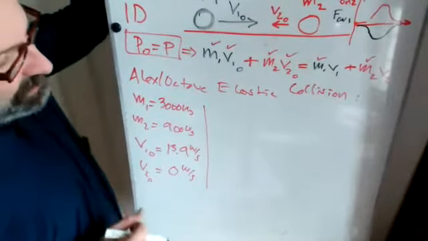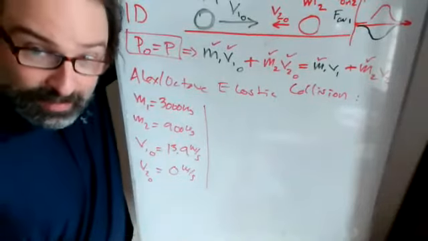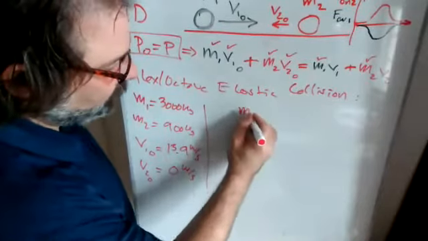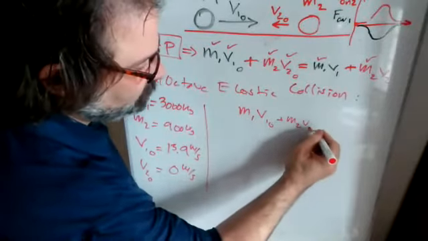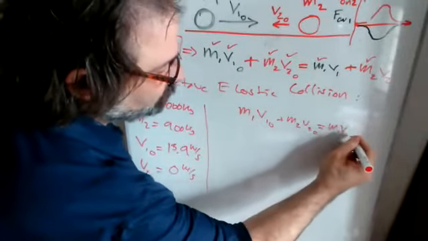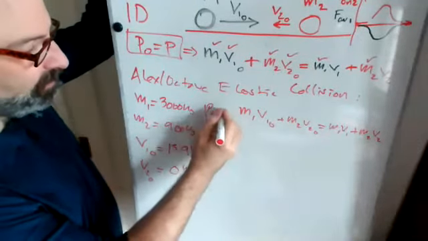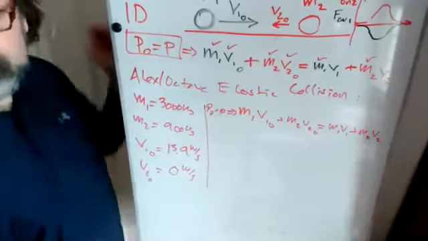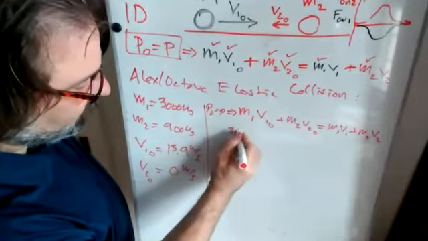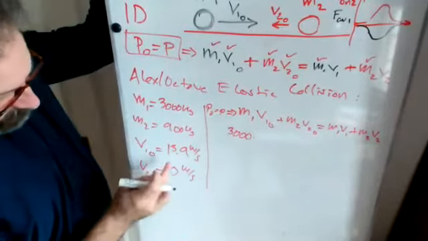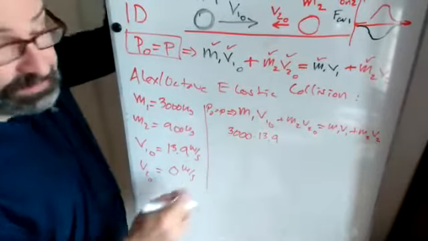So we've got two equations now, okay? We have in the collision momentum being conserved, so we can write out that M1 V10 plus M2 V20 equals M1 V1 plus M2 V2. And of course, this is because P0 is equal to P. And there we go. There's our first equation. And let's just write it out because we can. So we've got 3,000 times 13.9. M2 V20 is 0.